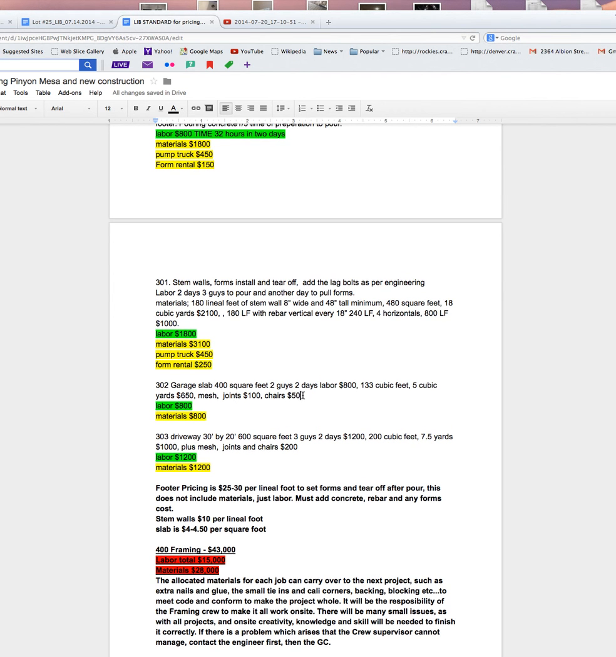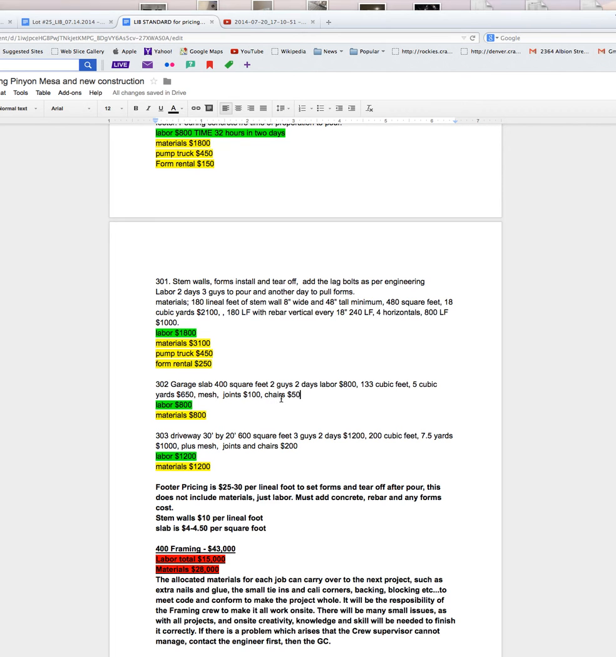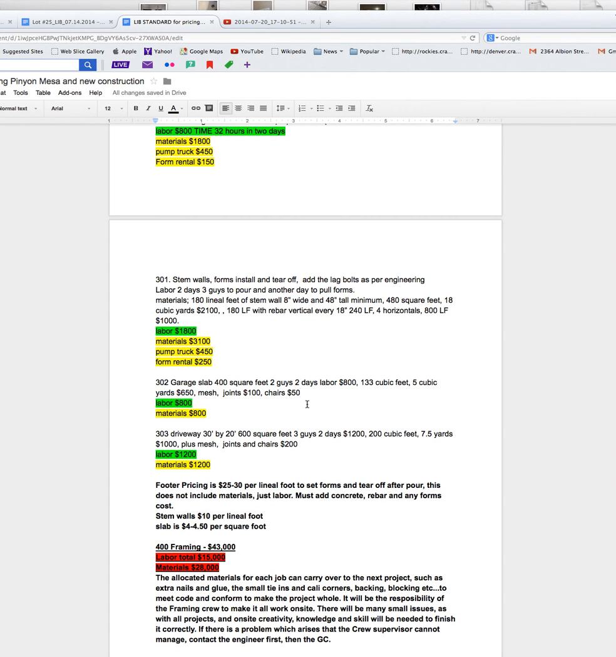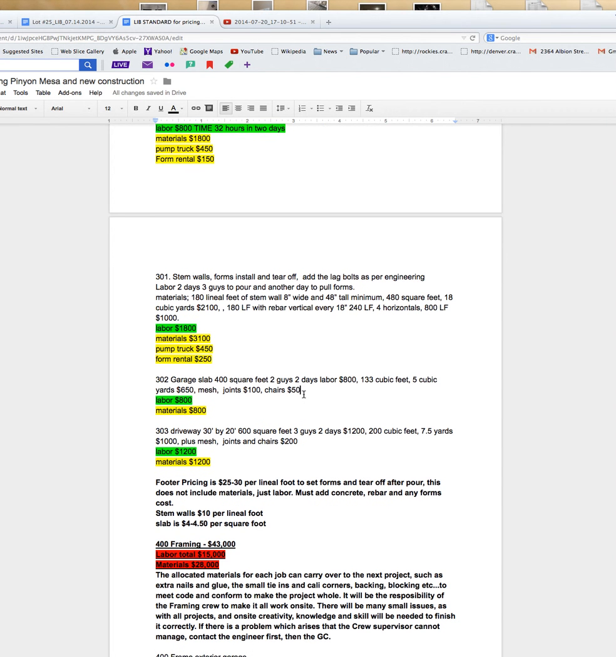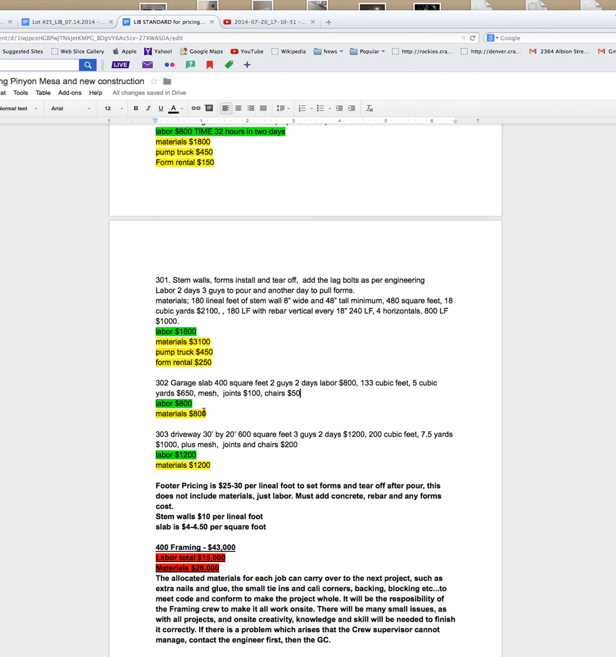And then chairs. This is what you set your mesh up on, so it's not just sitting on the ground. It's actually held in the concrete at that 4-inch slab. You put the chairs up a couple inches, so it's right in the middle of that slab is that iron mesh. Some people put rocks underneath it. Some people put iron, but it all bleeds in and oxidizes moisture, so it's better to use plastic chairs, okay? So labor 800, materials 800. That's pretty standard. Now we're getting into the driveway.